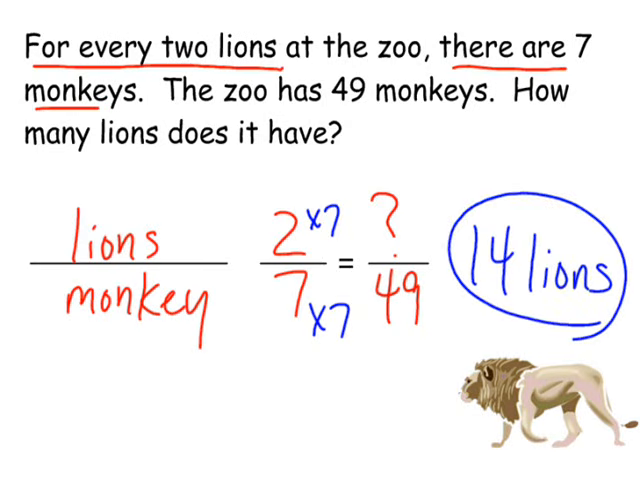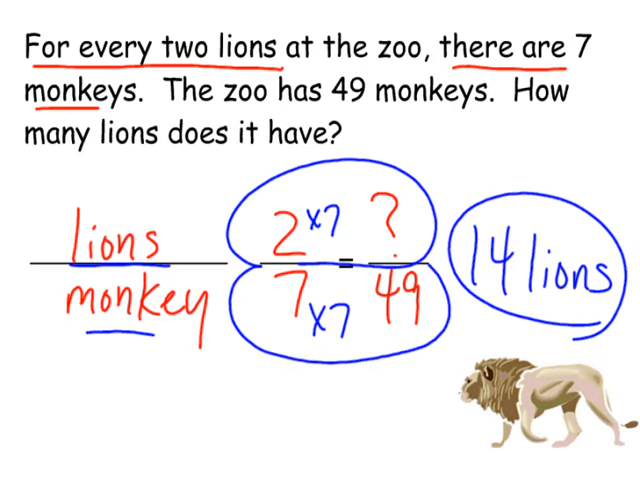Now there's a couple things I want to point out. The 2 units that I used were lions and monkeys. Once I set this up, all numbers pertaining to lions have to go on the top, and all numbers pertaining to monkeys have to go on the bottom. I could have started this out with monkeys on top and lions on the bottom, and I would have got the same answer. In fact, let's just do it.